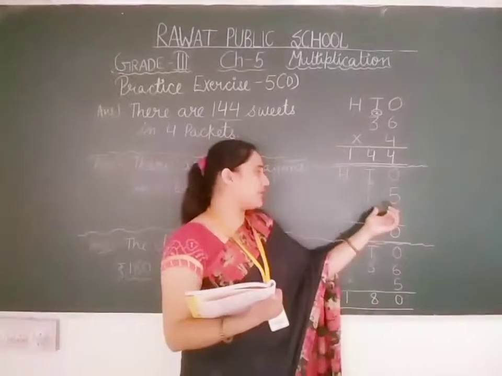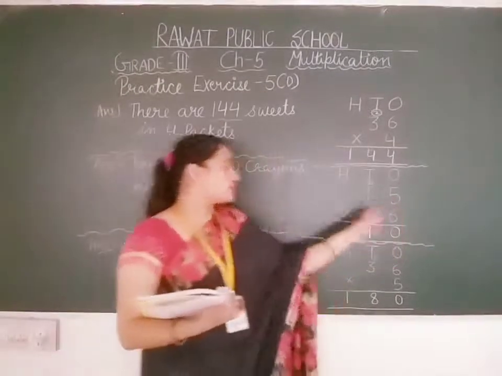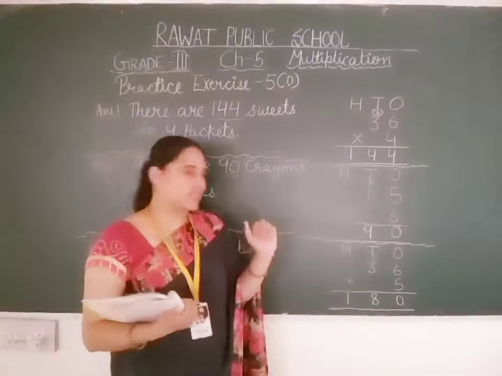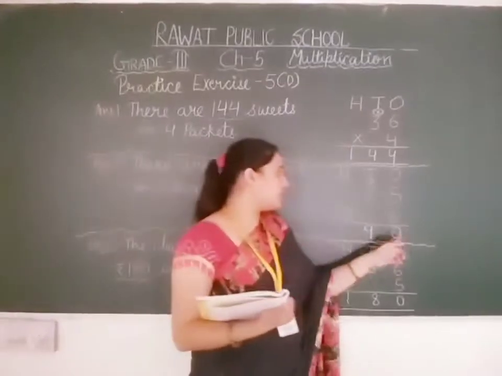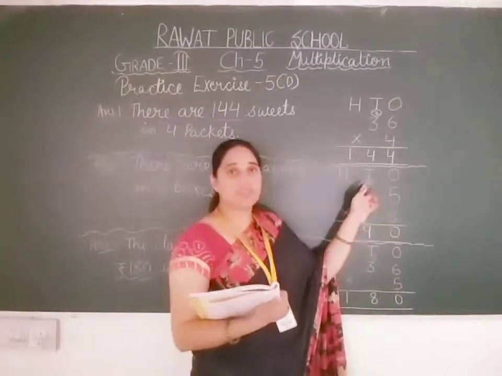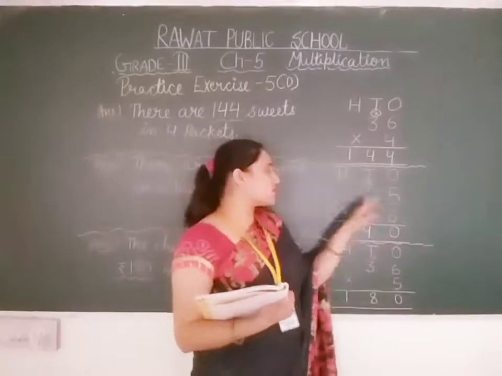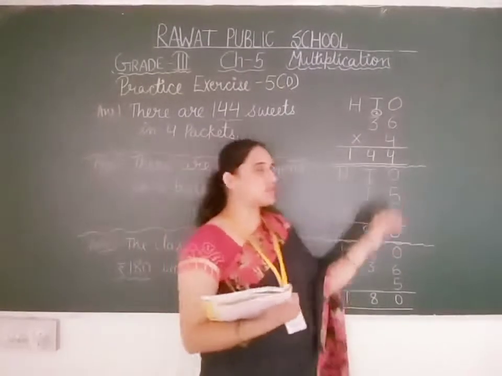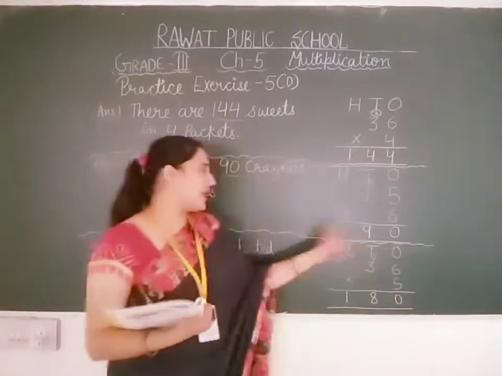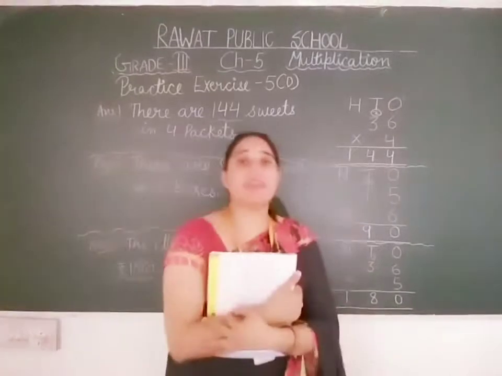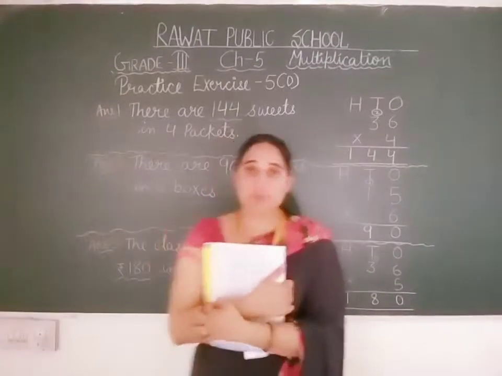We have to multiply 15 multiply 6. So 6 5s are 30. Yes, 30, 0 down, and 3 carry forward on the tens place. 6 1s are 6. 6 plus 3 is equal to 9. So my answer will be 90.